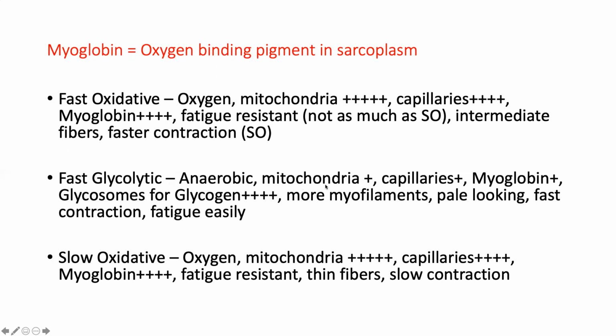They have a very small number of mitochondria. They don't usually need lots of capillaries. They don't usually need myoglobin. They use glycosomes and glycogen breakdown. Their muscle fibers are pale looking, like the muscles in our breast, like chicken breast. It is pale in color, not brown meat. And they are fast contracting.